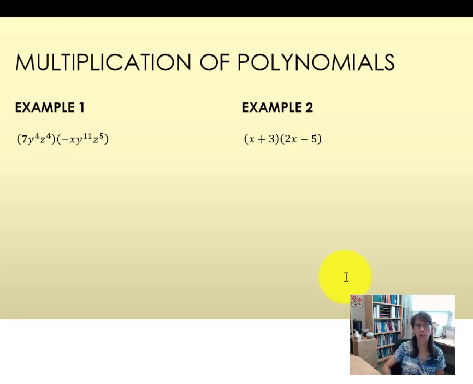When we're multiplying polynomials, we will need to take into account some exponent rules, and that would most likely be the power rule. So in our first example, we have 7y to the fourth, z to the fourth is multiplied by another monomial term. So 7 is multiplied by the other coefficient, -1.